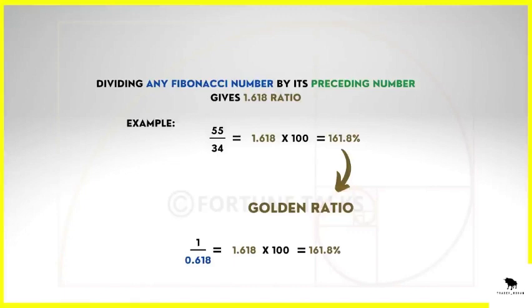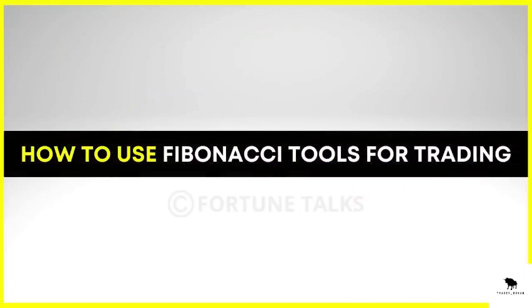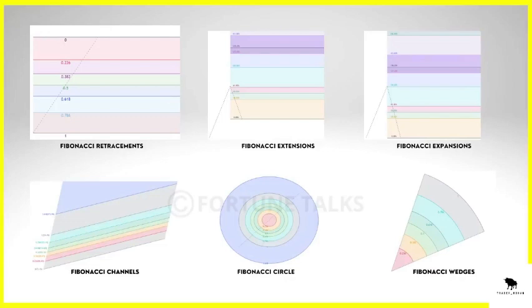Okay, now that is the basic idea behind Fibonacci ratios and Fibonacci numbers. Now the question is how to use them to our advantage while trading. First of all, let me make it clear that there are many kinds of Fibonacci tools like Fibonacci retracements, Fibonacci channels, Fibonacci time zones, Fibonacci circles, Fibonacci spirals, Fibonacci wedges, and the list goes on.